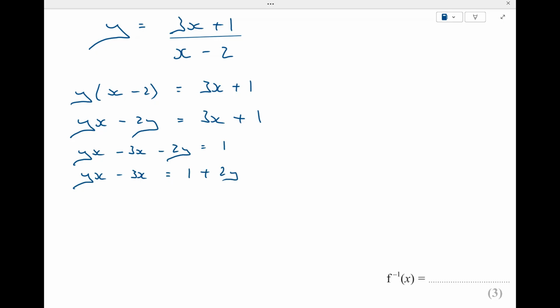Now, what do I do now? Because I've got 2 terms with an x in here. So what I'm going to do is factorize and divide. I'm going to pull out the x. And now I'm going to divide by that bracket. So x will be 1 plus 2y divided by y minus 3.